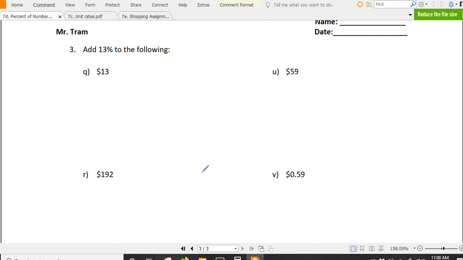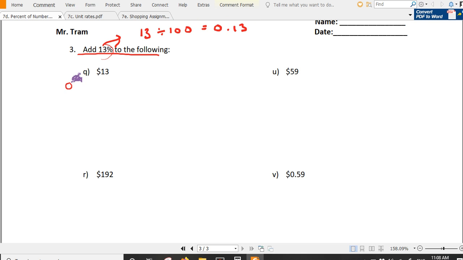And the last part, add 13% to the following. Okay. Now, 13%, this should be a number that rings a bell. It is tax. Okay, so in Canada, we pay 13% tax on just about everything we buy. So here's what I want you to do. In order to add 13%, you need to find out how much 13% is. Okay, so to find 13%, I divide by 100. So 13 divided by 100, which will equal 0.13.